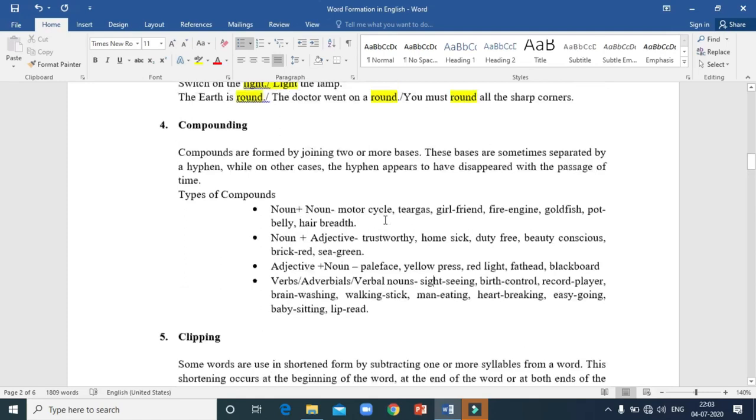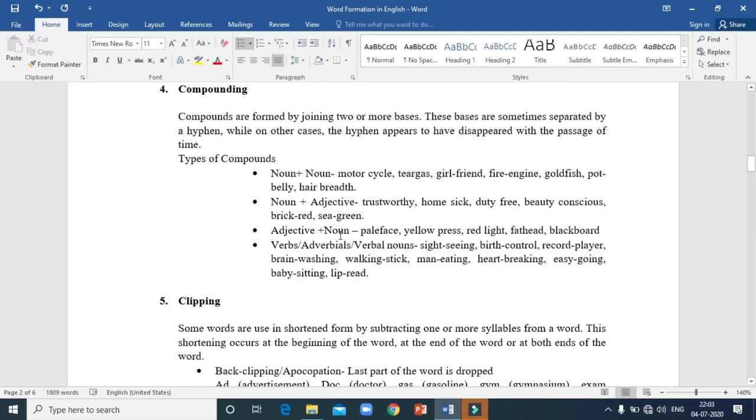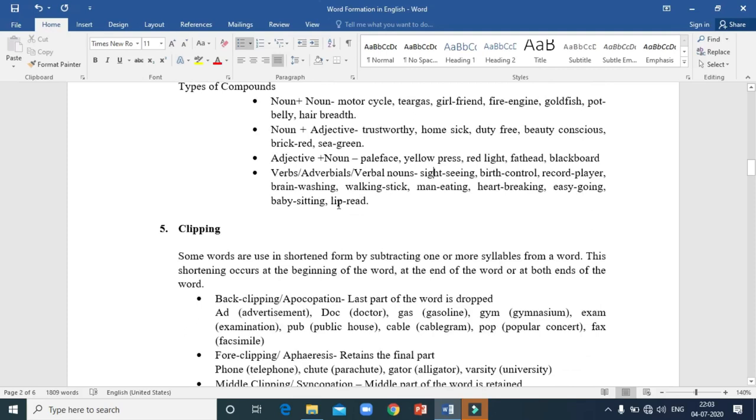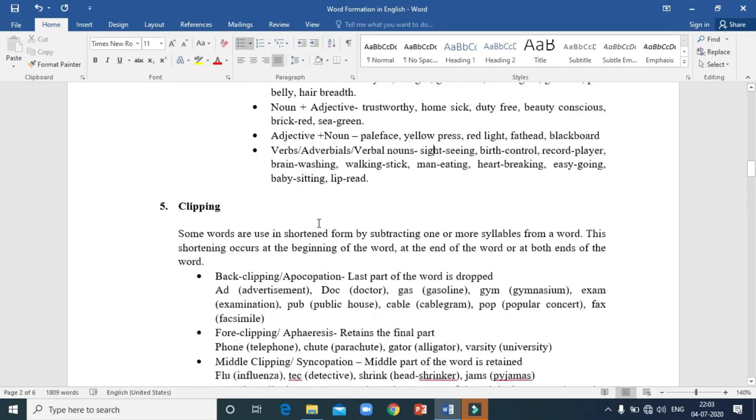Okay, so compounding is the combination of two or more words. That is what we can say for now. Here again we have words like mother-in-law, etc., where three words combine. Alright, let's move on to the fifth category.